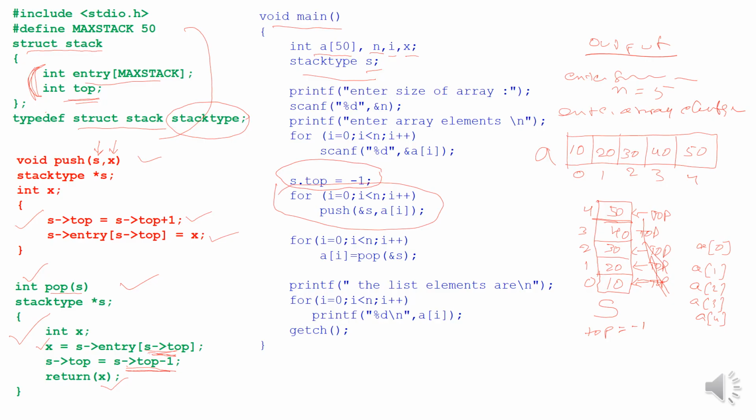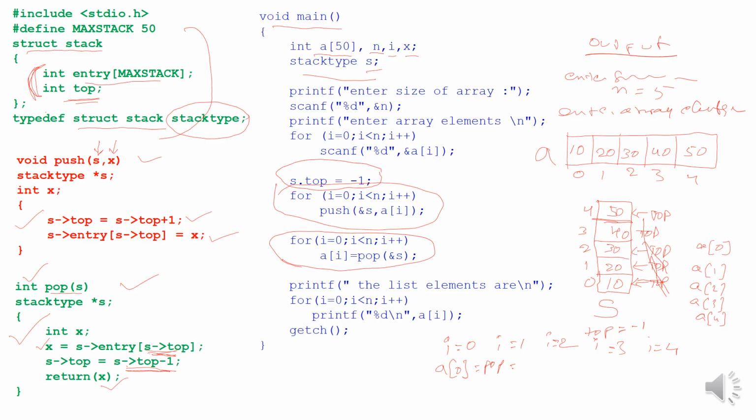Then we are trying to pop elements from the stack. So the topmost element is the first element to be removed. 50 is removed and it is going to be placed in the array again. So here see these statements. For i assigned to 0, i less than n, i plus plus. That is, i is 0, then 1, then 2, then 3, then 4. When i is 0, what am I doing? I am popping an element, I am placing it in A0. When i is 0, A0 is pop.